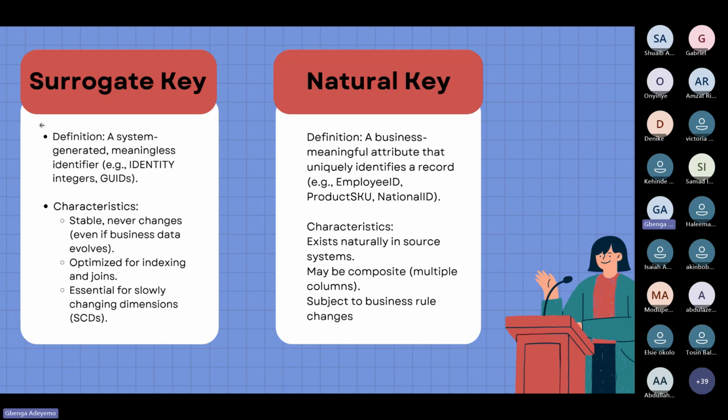Right? Now, they are also optimized for your joins. If you want to create joins, if you want to link one table to another table, they are optimized for that purpose. Now, they are also essential for slowly changing dimension. Can you tell me about slowly changing dimension? Just give me a basic understanding of SCDs.